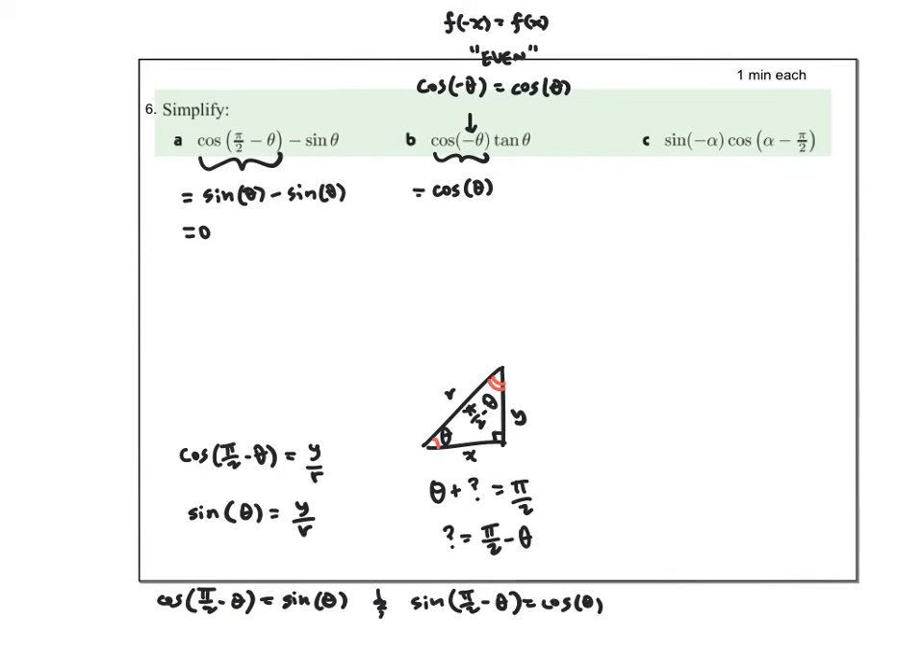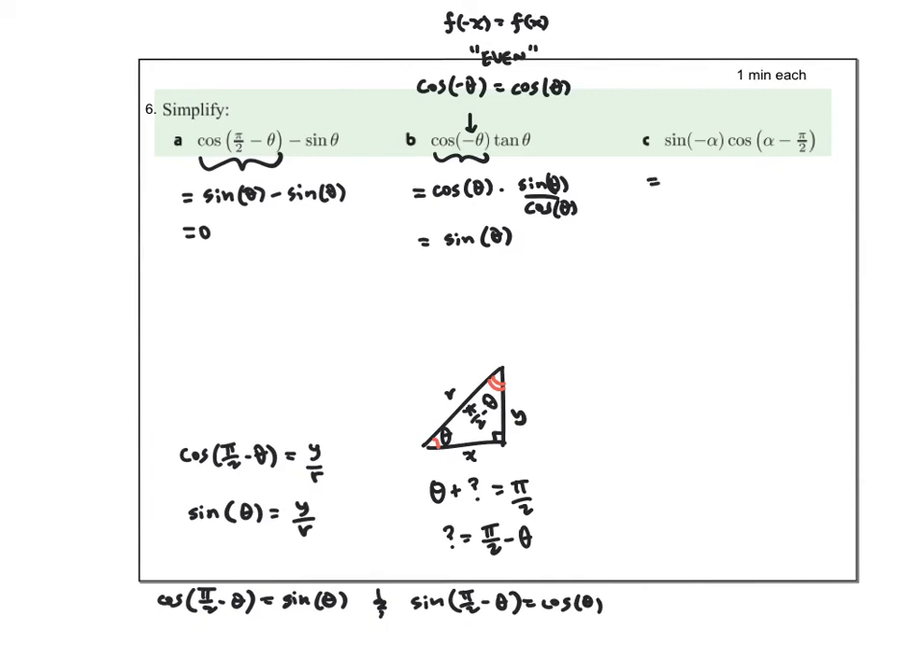Therefore, I'm going to multiply cosine times tangent. And tangent, in terms of sine and cosine, is sine theta over cosine theta. So I can write in an equivalent form that cosine of negative theta times tangent theta is actually equal to sine theta. Okay, part C, we're going to do a little bit with even odd as well as with the complementary angles identity that we developed below.